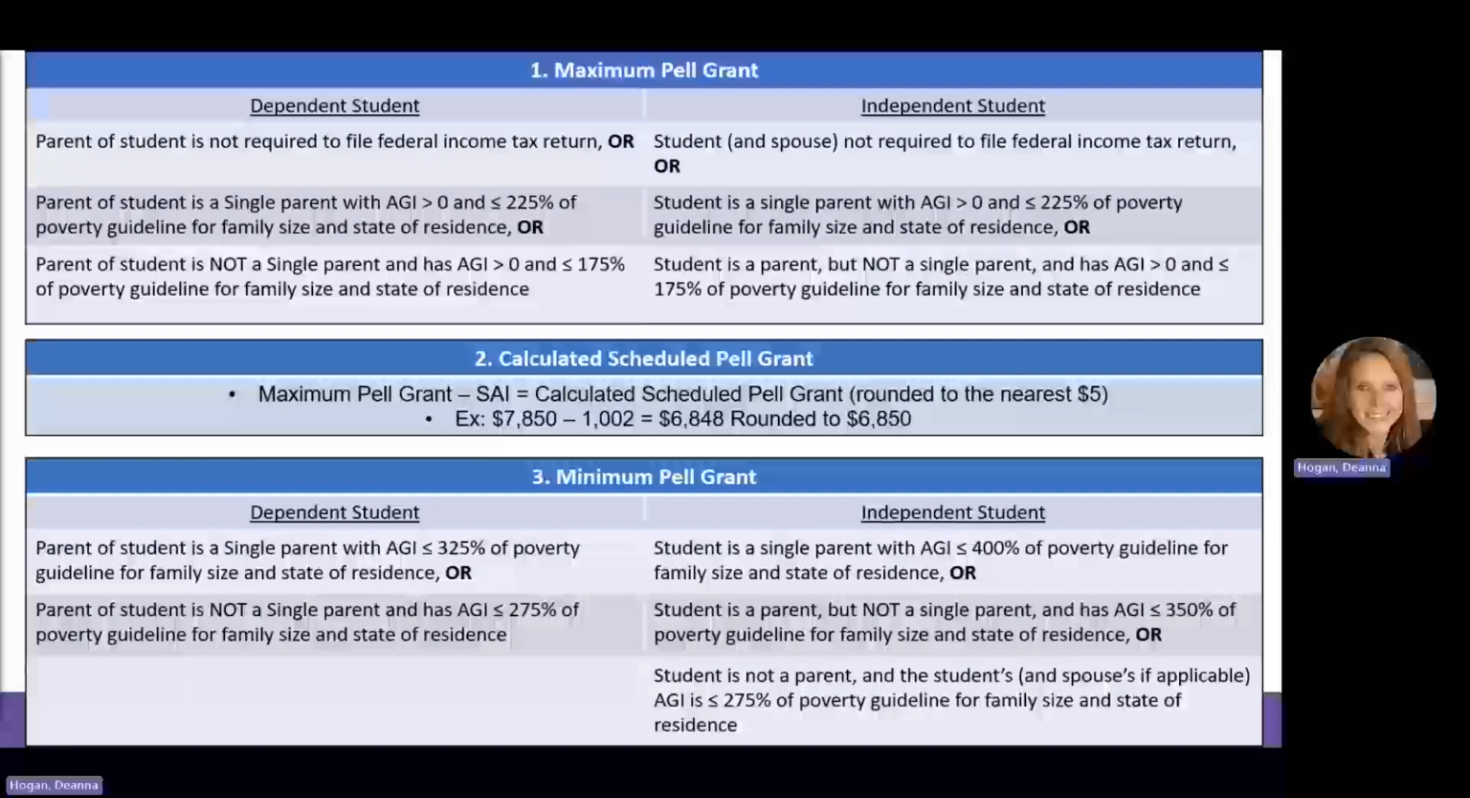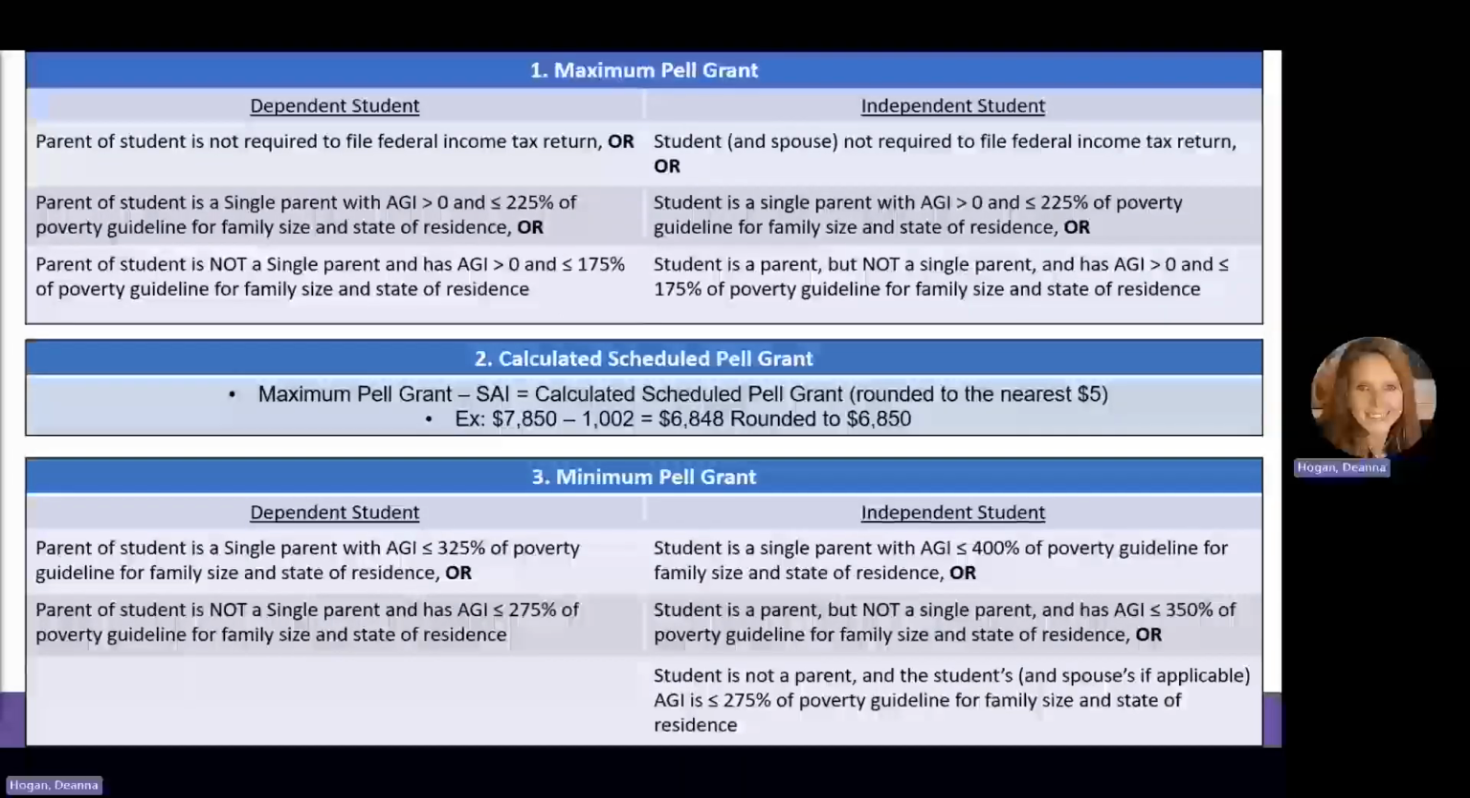So, for example, if the maximum annual Pell Award for 2024-2025 was $7,850, and if the student's SAI was $1,002, we would subtract the $1,002 from the $7,850, and after the required rounding, the result would be an annual Pell Award of $6,850 for that student.